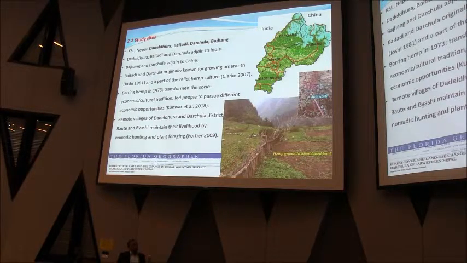In the remote parts of Dadeldhura and Darchula districts, there are the Raute and Byashi, as I said, semi-nomadic, tribal people in a rural nomadic context and policy.